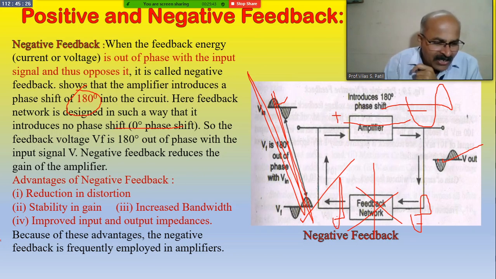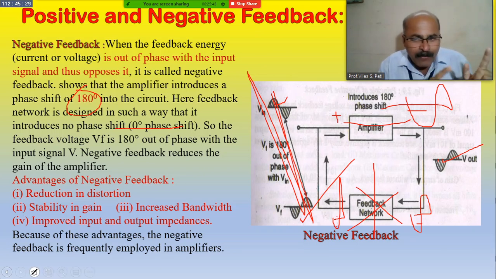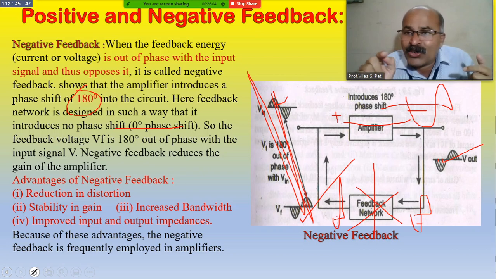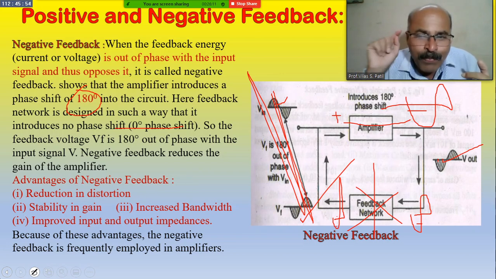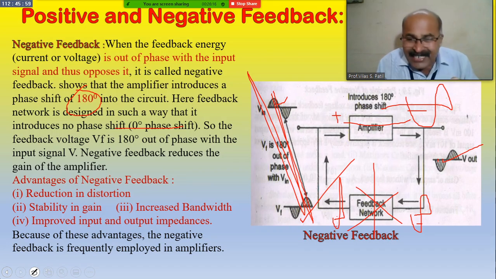And what are the applications? See here, I will show in red color. That is the advantages of the negative feedback. One advantage is reduction of distortion. मगाशी काय होतं बघा? पॉझिटिव्ह फीडबॅक मध्ये इन्क्रीजिंग द डिस्टॉर्शन. इथं काय आहे? रिडक्शन. रिडक्शन म्हणजे डिक्रीजिंग. It decreases the distortion, and decreasing the distortion is one of the most beneficial characteristics of this negative feedback. Second is the stability.